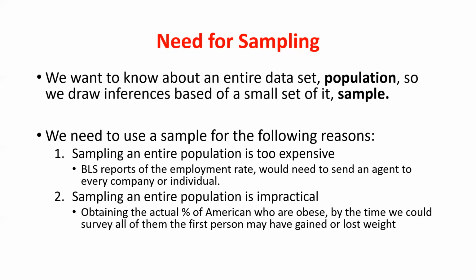So the example I always give of this is, let's say I was concerned with obesity in the United States. So I go out and I record every single person's weight, right? I mean, by the time I'm done, what might be true about some of the individuals' weights? They've already changed, right? So it's not even practical. I can't even get accurate, current information if I have to collect data from every single person.